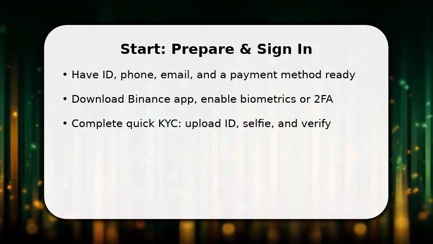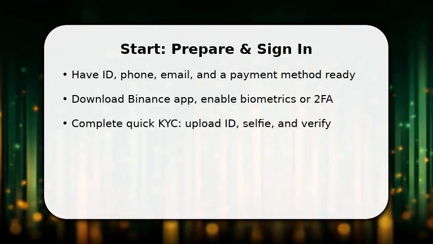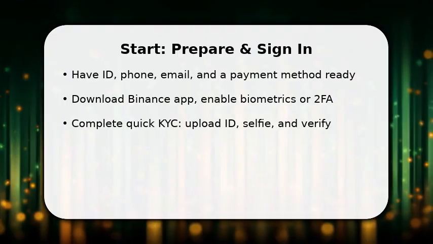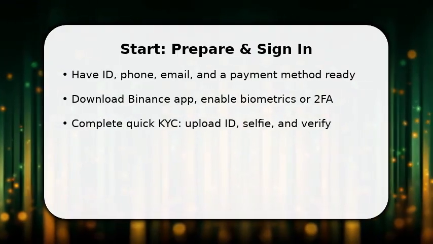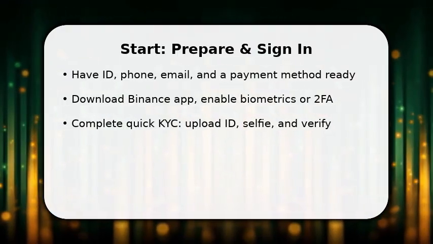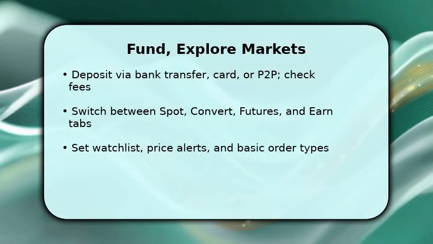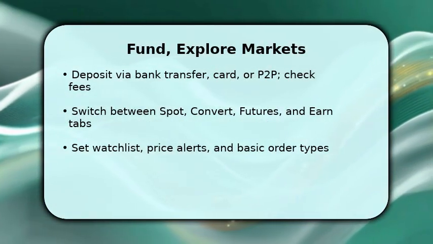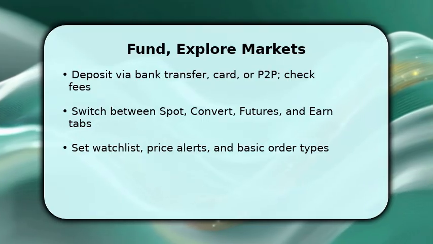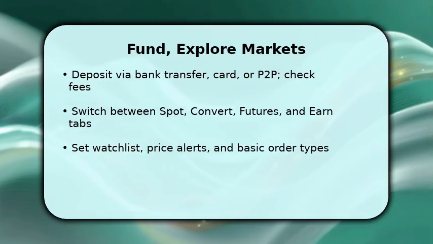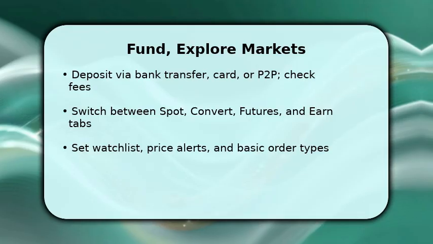After verification approval, link your bank or card under Wallet Fiat and make a small test deposit to confirm connectivity before you move on to trading features. Now fund your account. Choose bank transfer for lower fees or card for speed and review deposit limits. You can also use P2P for local payment methods.